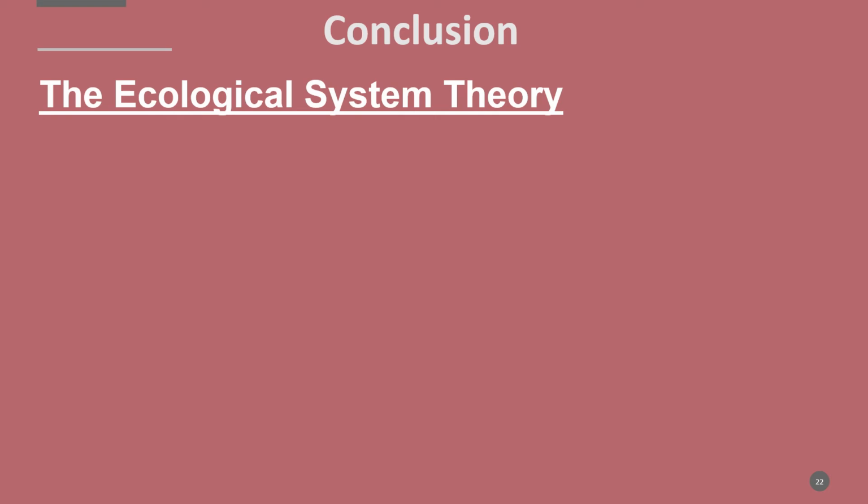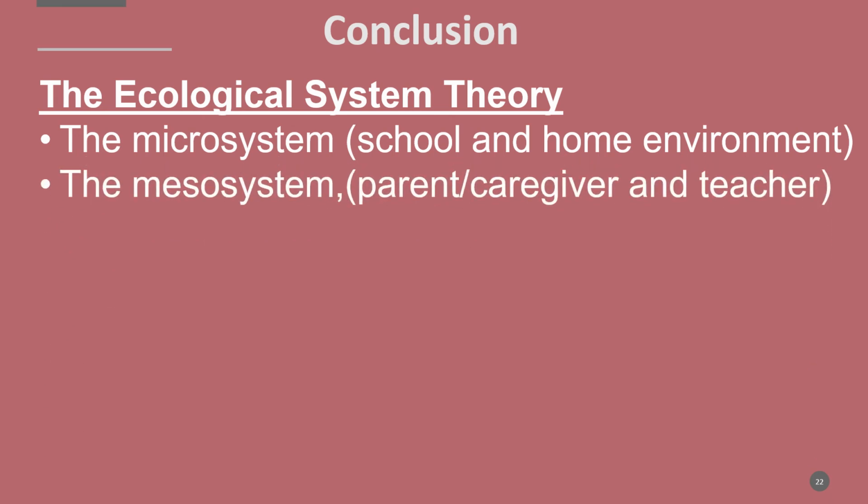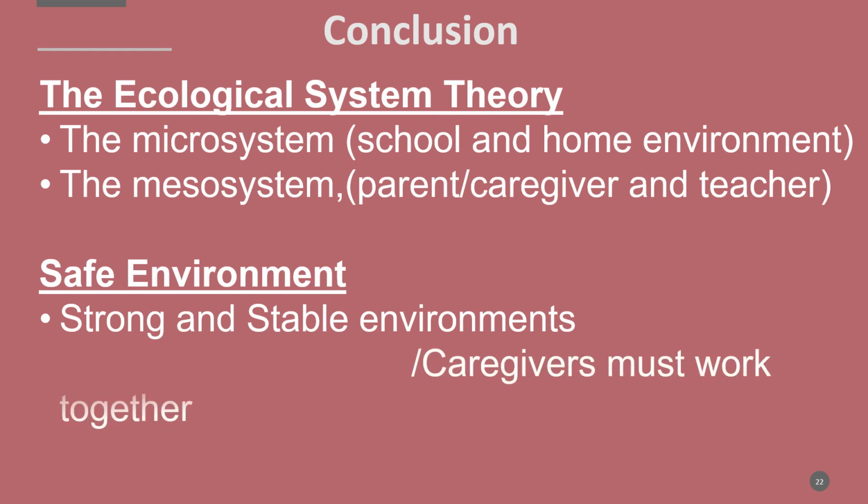The ecological system theory was developed by Bronfenbrenner. The microsystem includes the school and home environment, and it has the greatest influence on a child's life, whether positive or negative. The child's mesosystem comprises their parent or caregiver and teacher. It is the next most influential aspect of a child's development. Children must have a strong and stable environment, which is important for positive child development. Teachers and parents or caregivers must work together to create a comfortable and safe environment for the child.